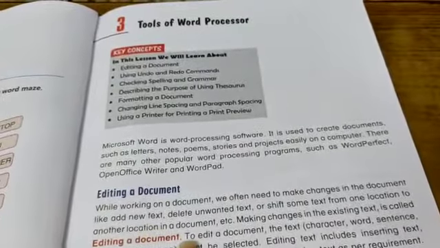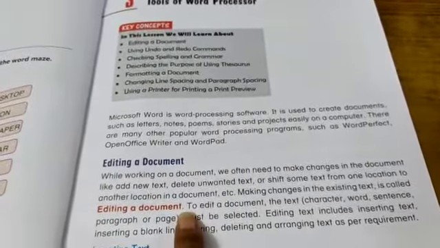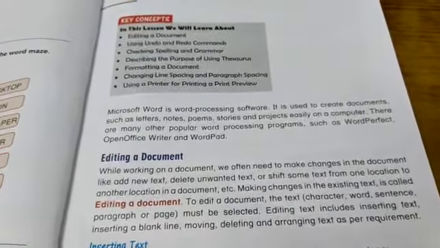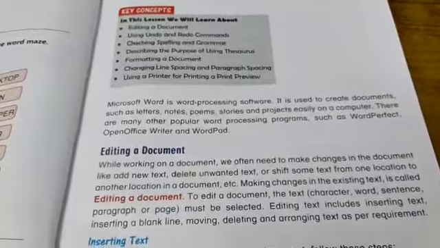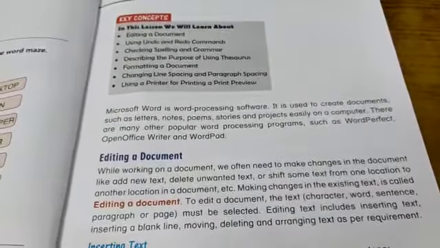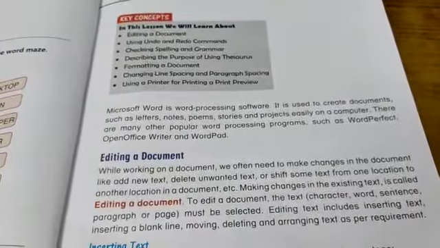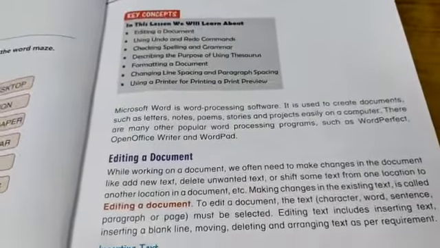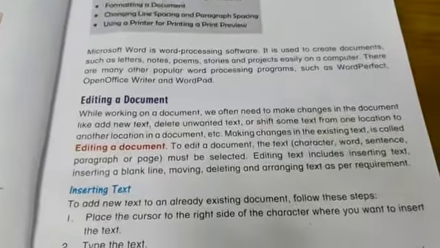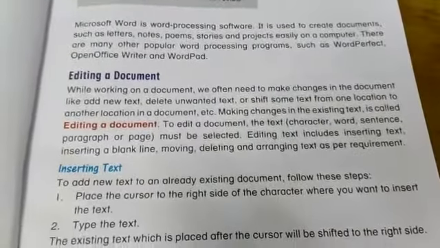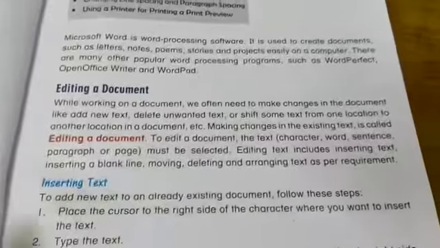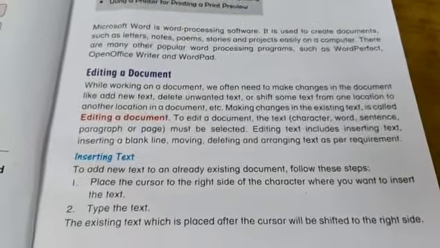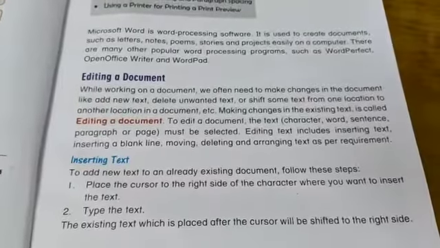Yesterday we did editing a document. What is editing a document? Making changes in the existing text is called editing a document. Making changes in the existing document is called editing a document. To edit a document, the text, word, sentence, characters, page, paragraph can be selected and it can be edited in the MS Word document.